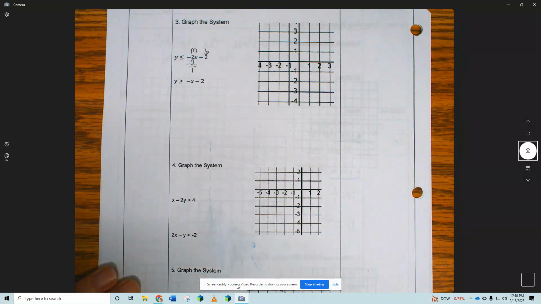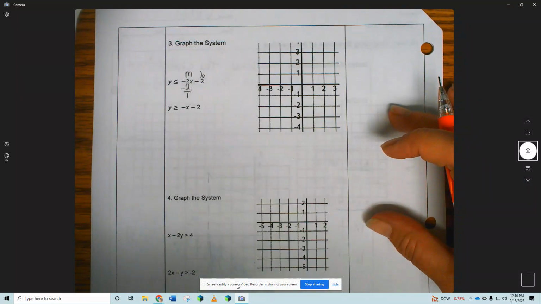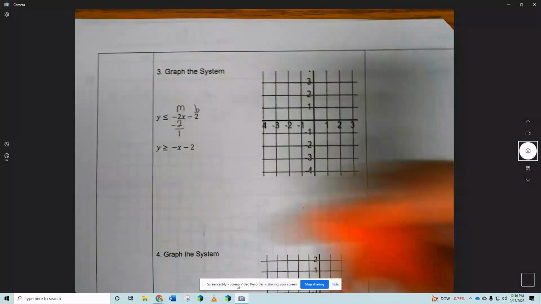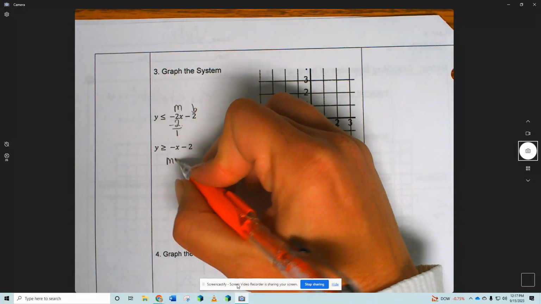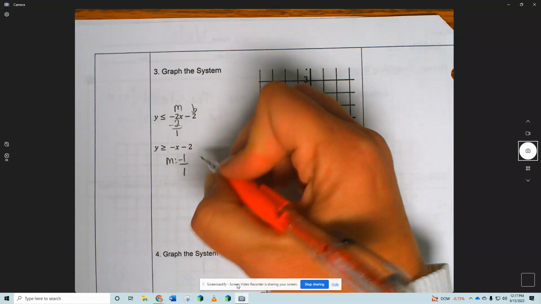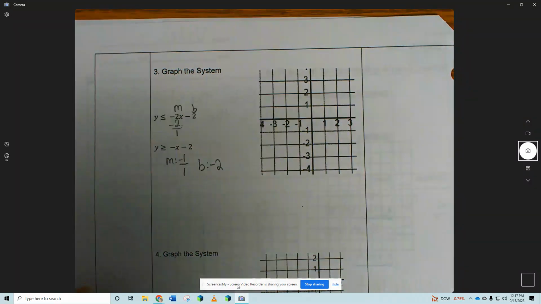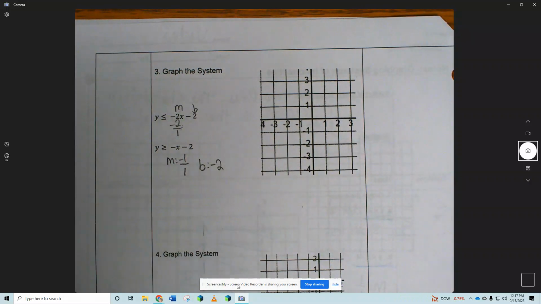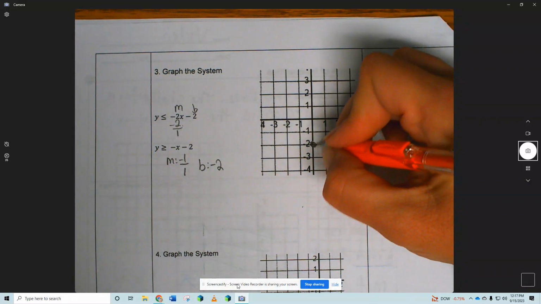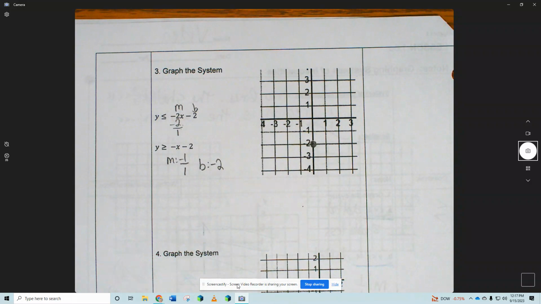So watch your slopes. I can zoom in on this one for you guys. My slope for the bottom one is -1/1. Y-intercept is -2. Both of my y-intercepts are at -2. That's all right. So I'll do pencil and red.